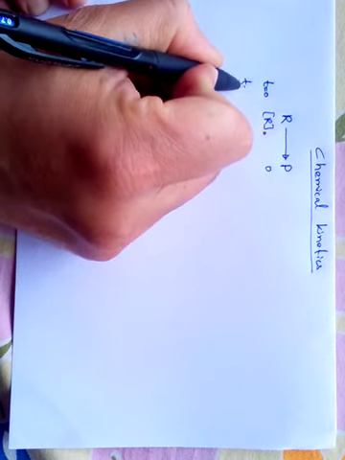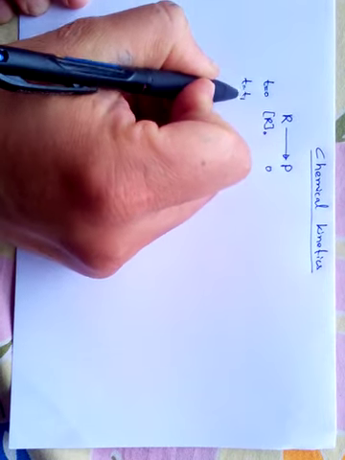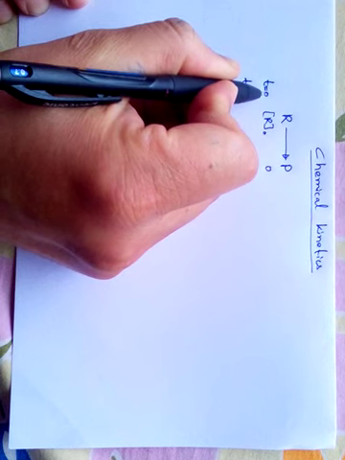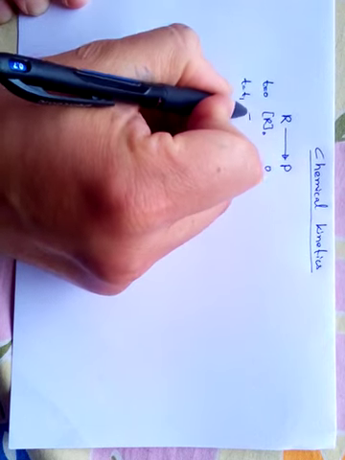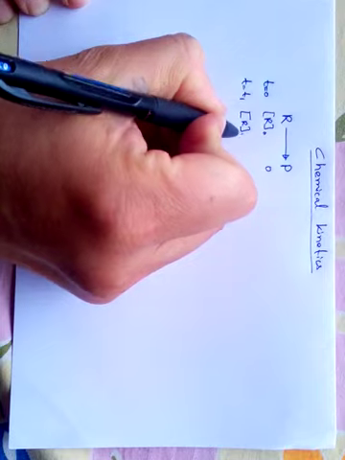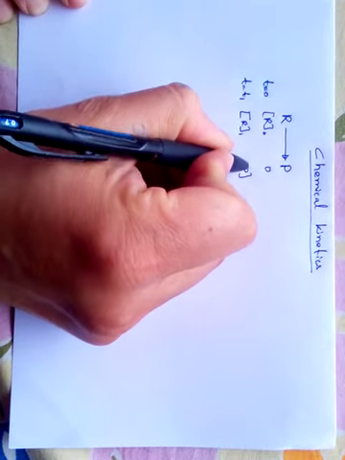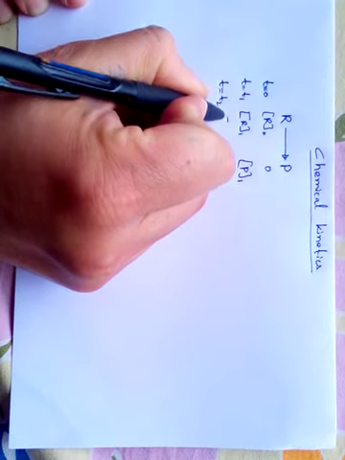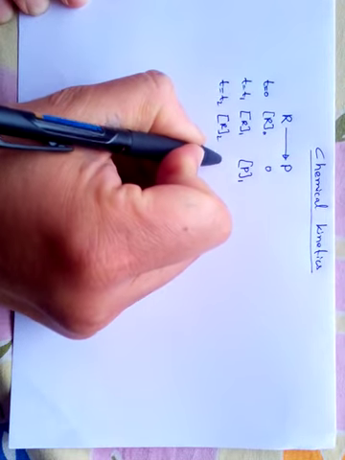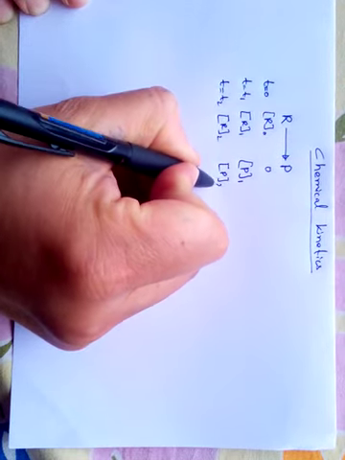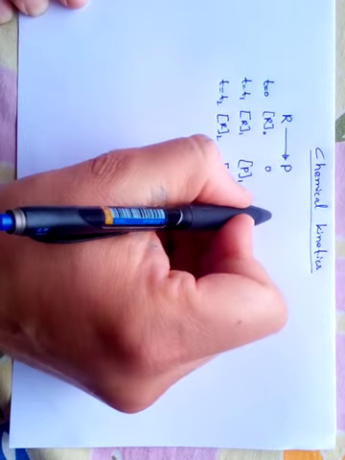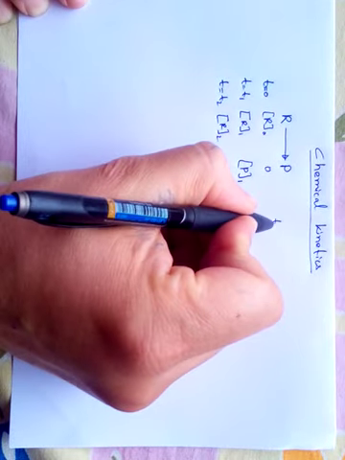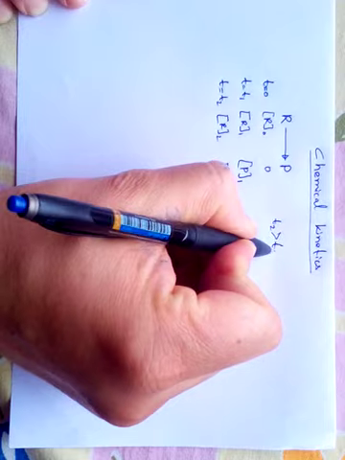Similarly, when t equals t1, where t1 is greater than 0, R is R1 and P is P1. Similarly, when time equals t2, we write R2 and P2. Now remember, the condition is that t2 is greater than t1.